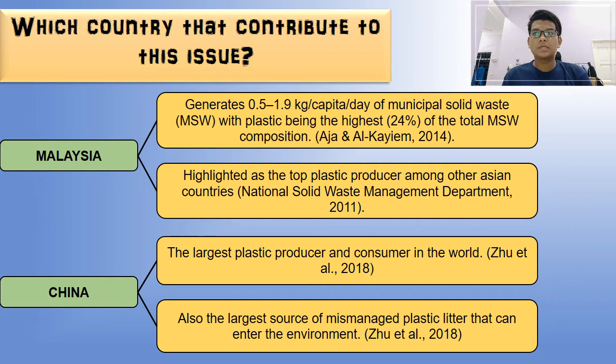According to Aja and Al-Qayyim 2014, Malaysia generates a whopping 0.5 to 1.9 kg per day of municipal solid waste, with plastic being the highest of the total municipal solid waste composition, which is 24%. According to the National Solid Waste Management Department 2011, Malaysia has been highlighted as the top plastic producer among other ASEAN countries. But according to Zhu et al. 2018, China is the largest plastic producer and consumer in the world. And also, China is the largest source of mismanaged plastic litter that can enter the environment.